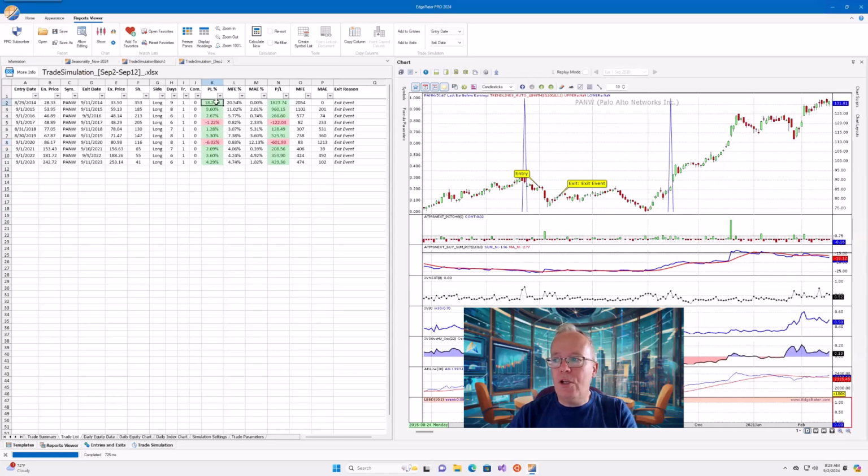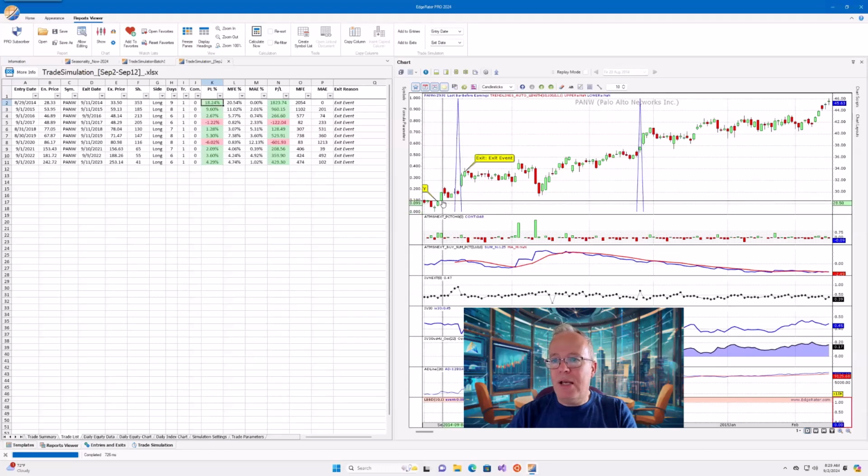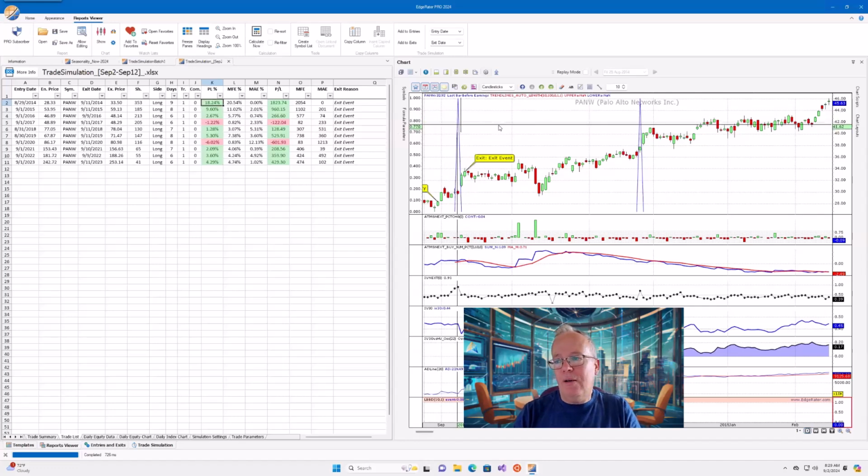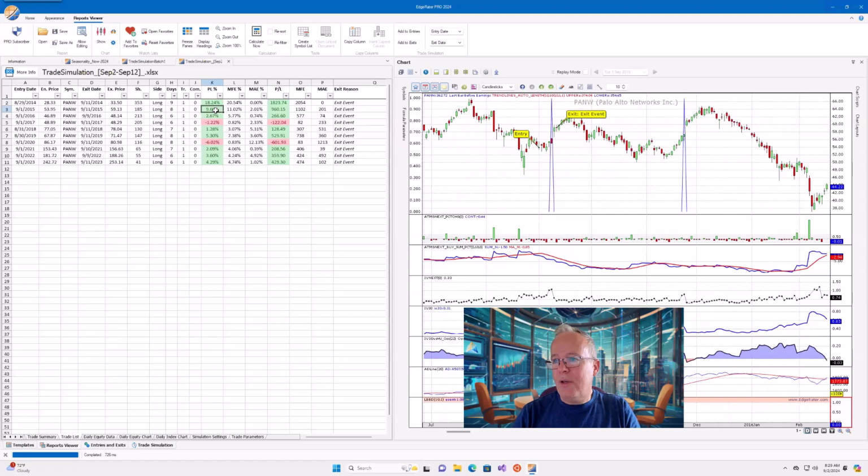You can see in year 1, there was a massive move of 18%. And you can also see, using this chart, that earnings occurred in the middle of that period. That didn't happen every single year, but it happened a lot of the time. So it happened in year 2, which was 2015. There was an earnings date that came up.